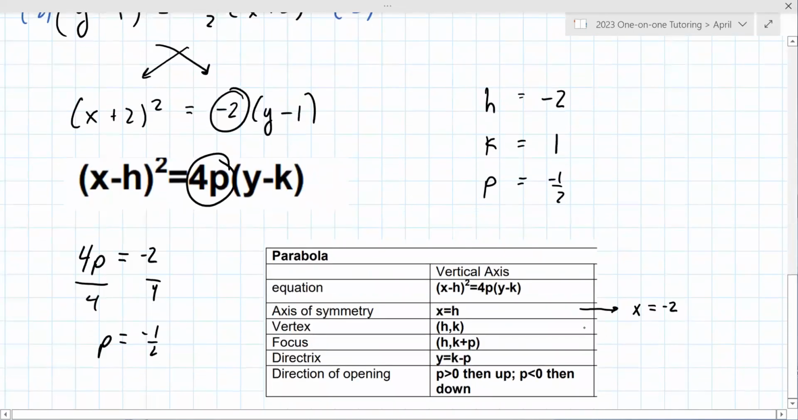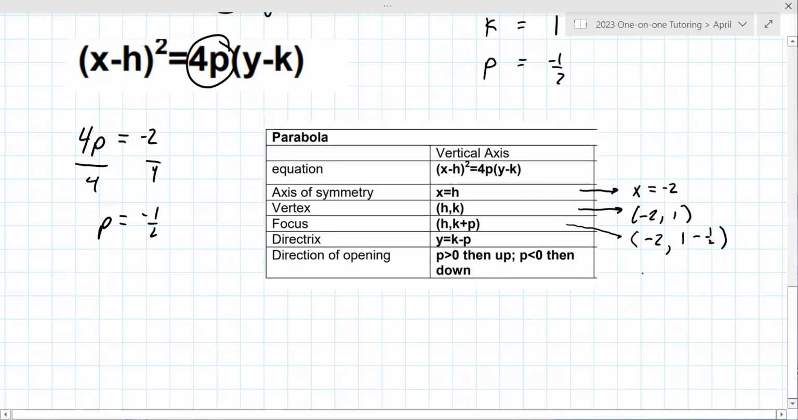You would get the vertex. Your vertex is h comma k. We already have that, -2 comma 1. We already plotted that point. The focus is h comma k plus p, so -2 comma 1 minus 1/2. That becomes -2 comma 1/2. Okay, so the focus is this point inside the parabola.